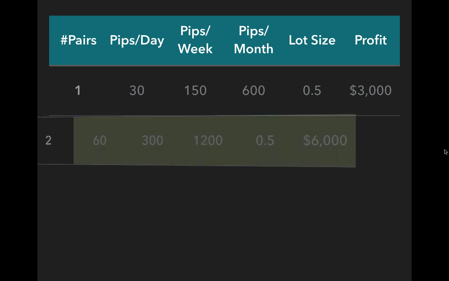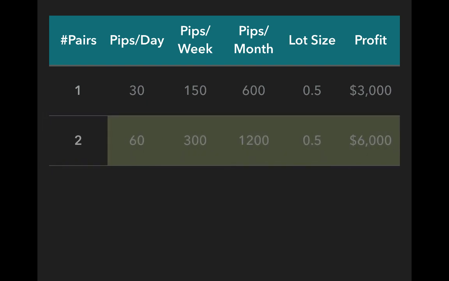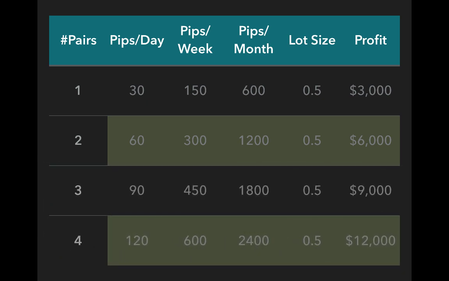2 pairs, you're making $6,000 profit a month. 3 pairs, you're making $9,000 a month. And if you're trading 4 pairs, you can make $12,000 a month, just for trading half a standard lot, 0.5 lots. And you're doing the same amount of work as before. You're not changing anything up, right? $12,000 a month, that's over 6 figures in a year. Most people aspire to make 6 figures a year. You can do that just by trading 4 pairs a day, catching 30 pips a day, and waiting for that perfect setup, right?